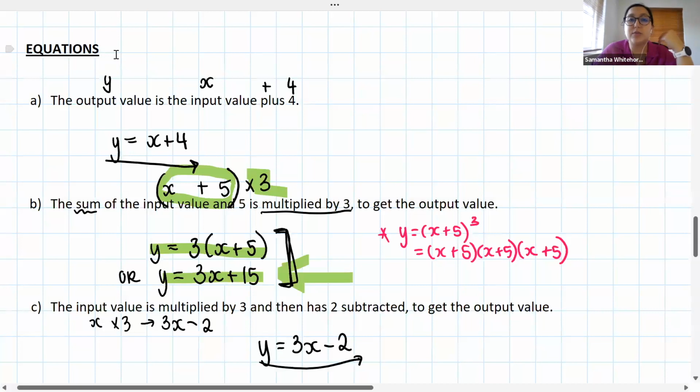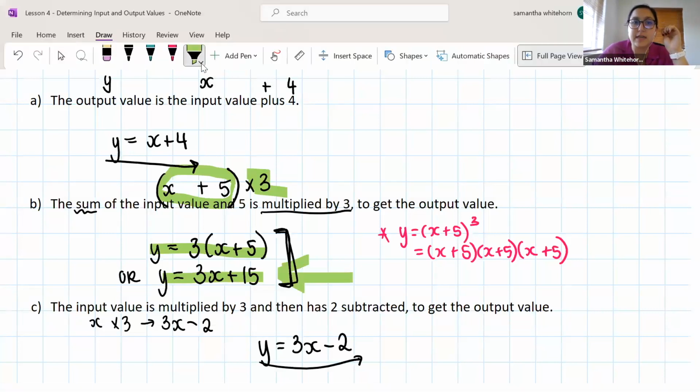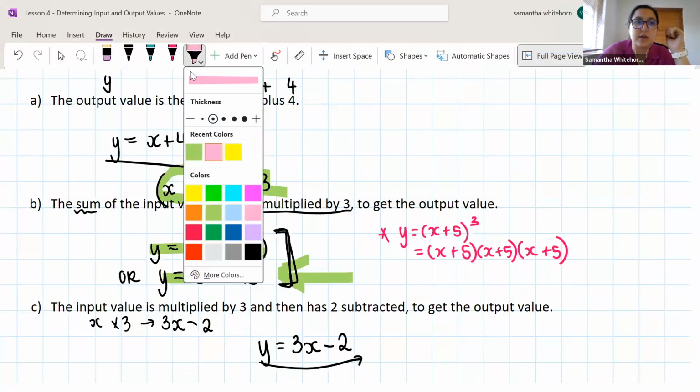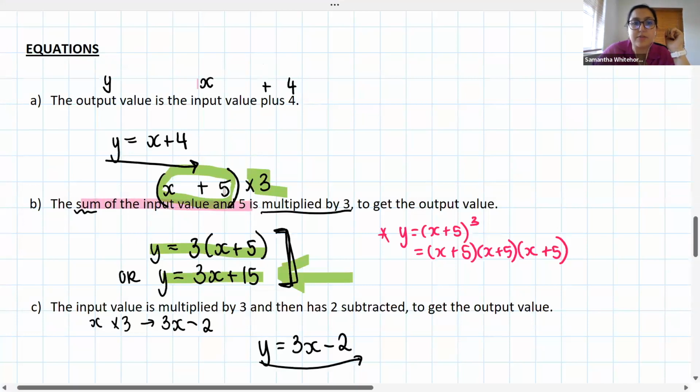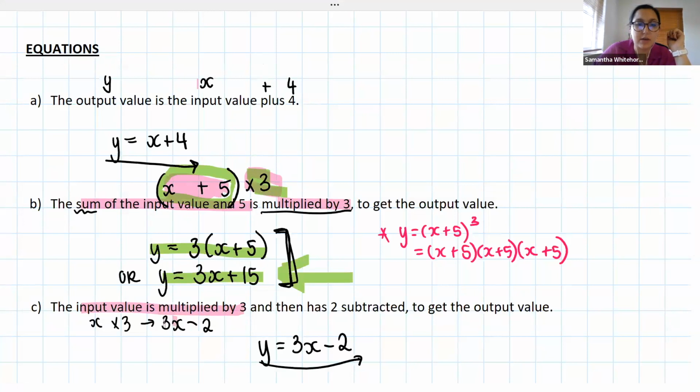So again, guys, read with understanding, and if you aren't feeling super confident, do exactly what I've done in each case. What I mean by that is break it up. So on top, I wrote the sum of the input and 5, and I wrote that as an expression. Then I went on to deal with the multiplied by 3. In this one, I dealt with the input value times 3 to get my 3x, and then I dealt with my subtract 2 by minusing 2. If you break it up, 9 times out of 10, you're going to get the equation. It might not look beautiful, but you're going to get the equation perfectly.